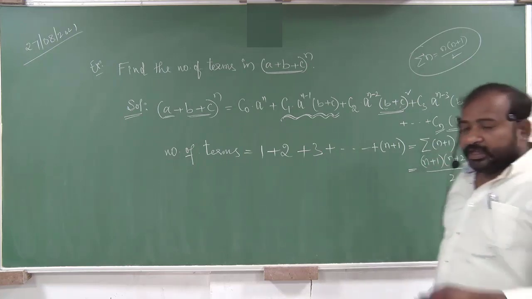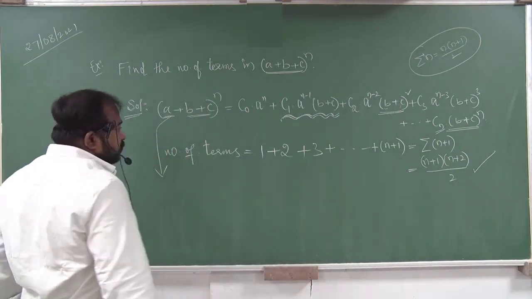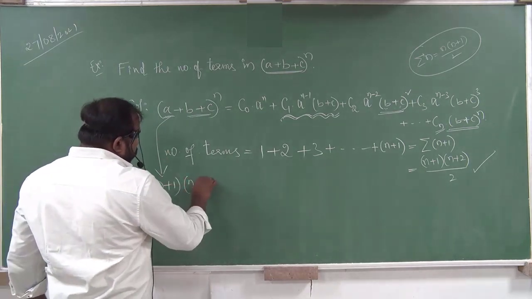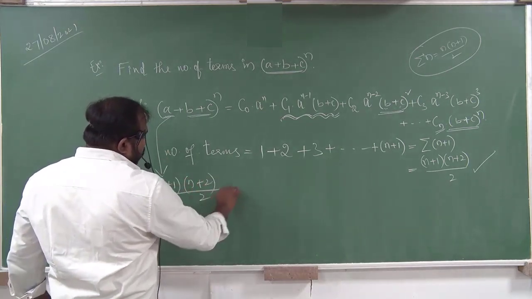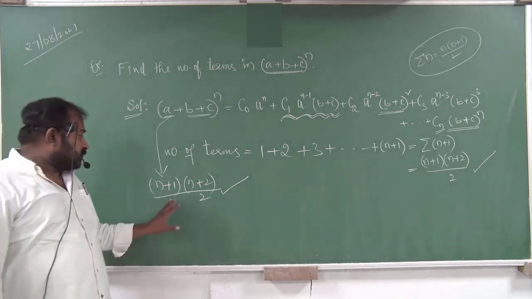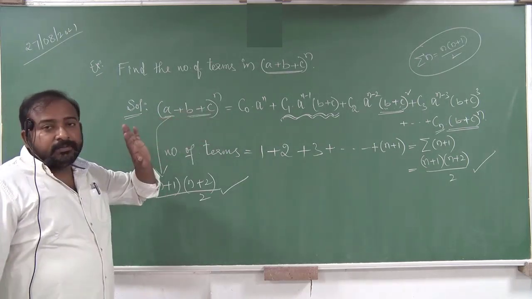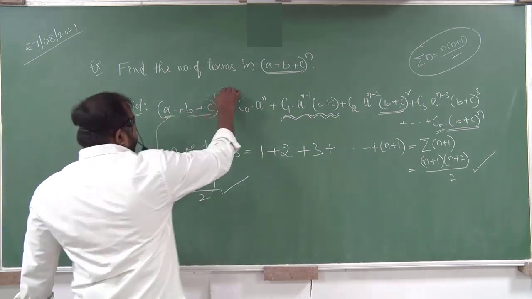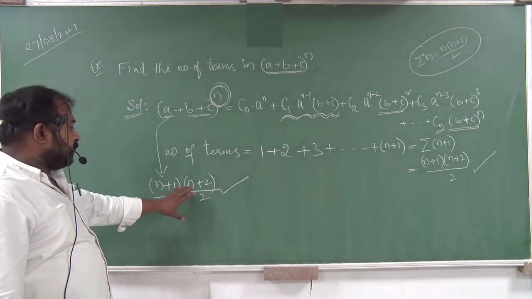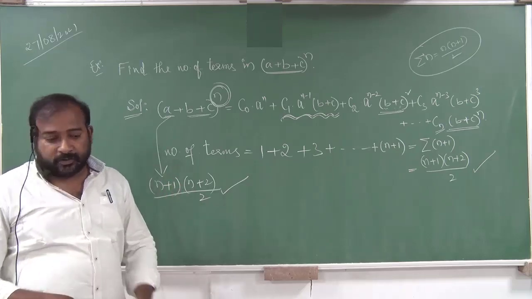Therefore, the number of terms in (a + b + c)^n is given by (n + 1)(n + 2)/2. This is the value. Okay, ma'am. Just keep this point in mind: if three variables are there and any positive integral index is given, the formula is (n + 2)(n + 1)/2. I hope that this is clear for you.